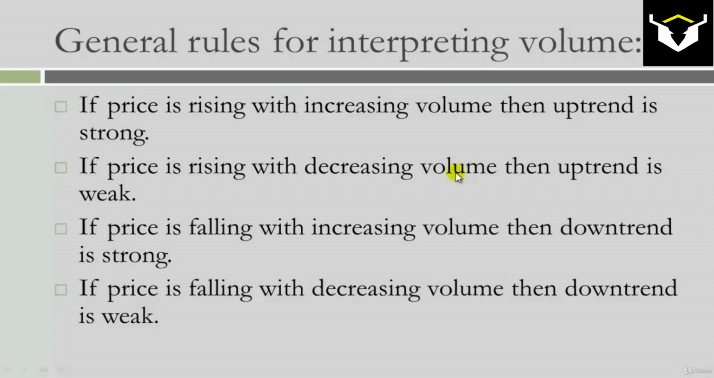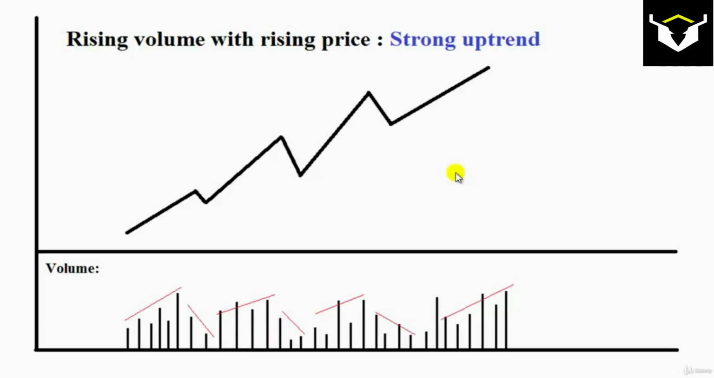Alright, let's go ahead. This is our first chart. You can see every time prices make a new high, volume starts to gradually increase. Every time prices pull back, there is a decrease in volume. Prices rise, volume increases, pullback, volume decreases, rise, increase.